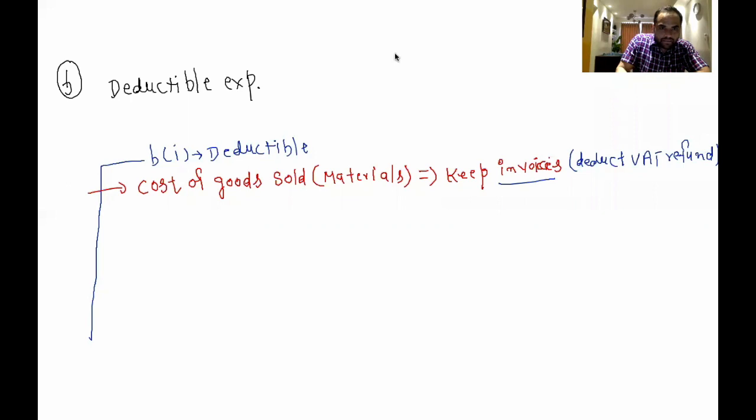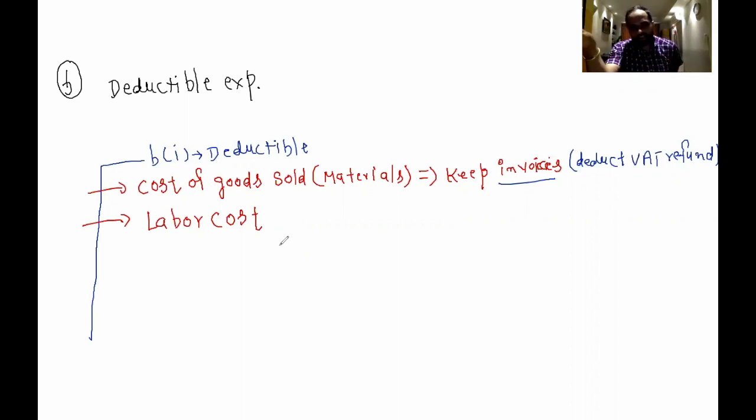Second thing is labor cost. Labor cost is any money that you are paying to your workers who are involved in production, but not just production. Whoever is working in a company, whatever money you pay to that person, it is known as labor cost. Whatever money you are paying to your employees, workers, whoever is working in the company.